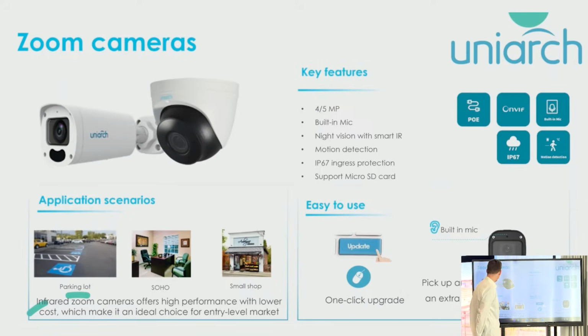Then our zoom cameras. Again, here we can see in which environments we could use them, for example, in parking lots, or in small offices or home offices, or a small shop. Those cameras come in 4 and 5 megapixels. The cameras have built-in mics, and they also come with smart infrared. And again, here I can point it out: it's really easy to use. You can upgrade those devices via the cloud.